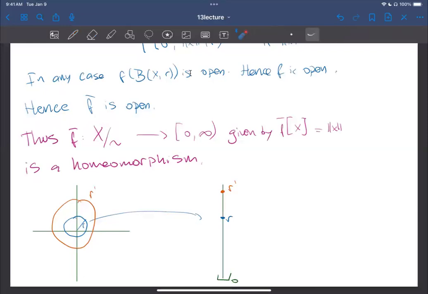Next time, we'll also continue discussing quotients and how we can identify them with something that we already know.